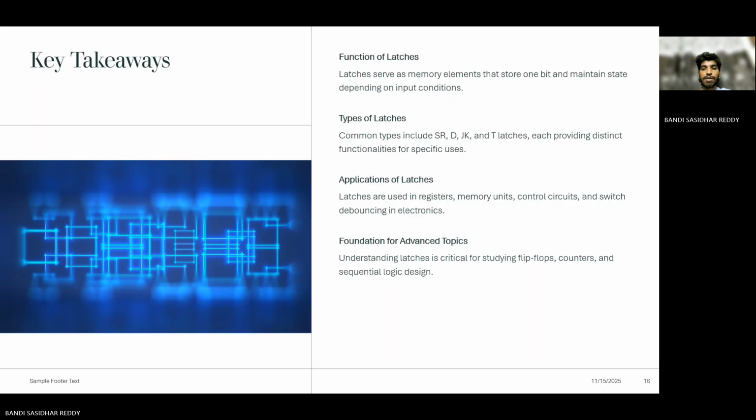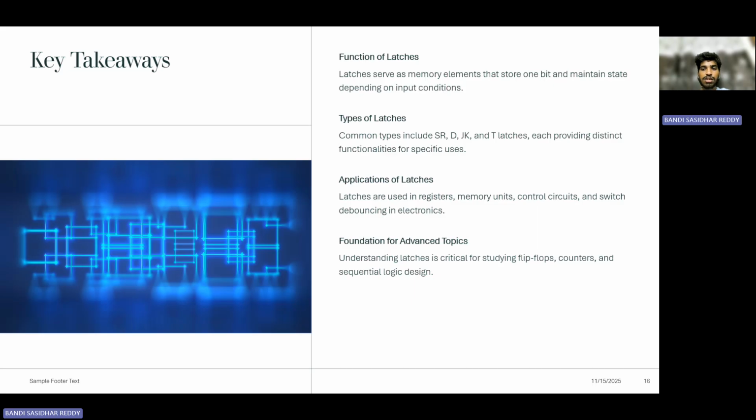Let us have a quick summary and key takeaways from this topic. Latches are essential components in switching theory and logic design, serving as memory elements in sequential circuits. They store one bit of information and maintain state based on input conditions. Various types of latches, including SR, D, JK, and T, offer different functionalities suited to their specific applications. Understanding their truth tables and circuit diagrams is crucial for designing and analyzing digital systems.